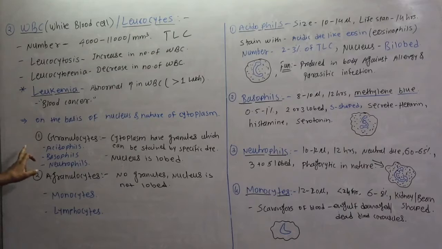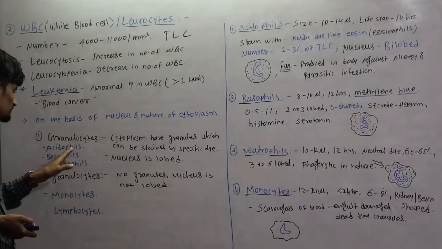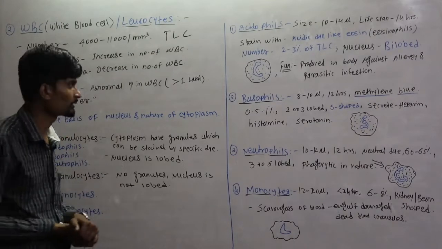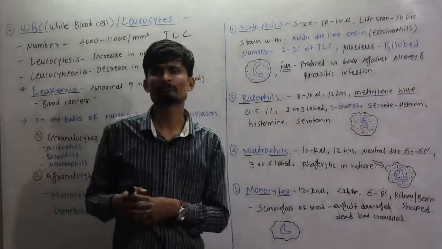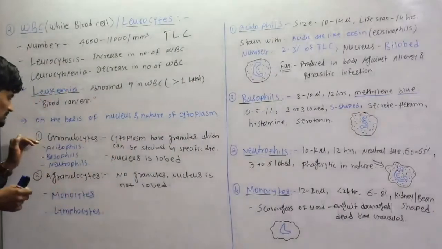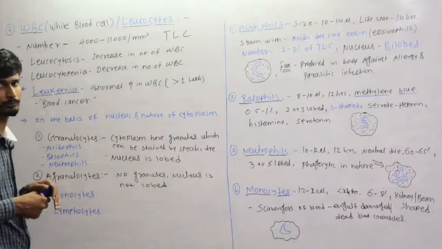Out of which acidophil, basophil and neutrophils are the granulocytes, student. You can remember from this. So now we will see one by one this acido, baso, neutro, mono and lympho.